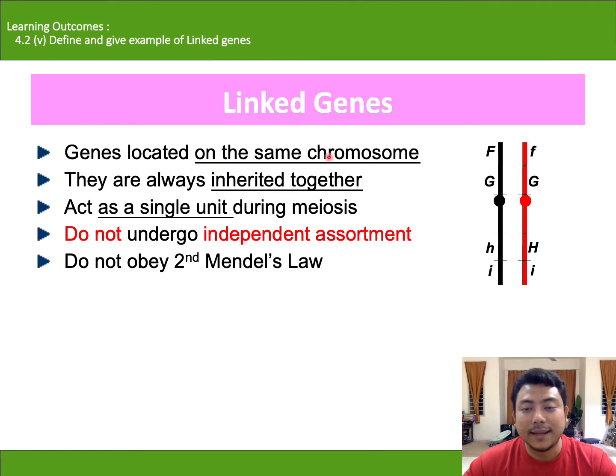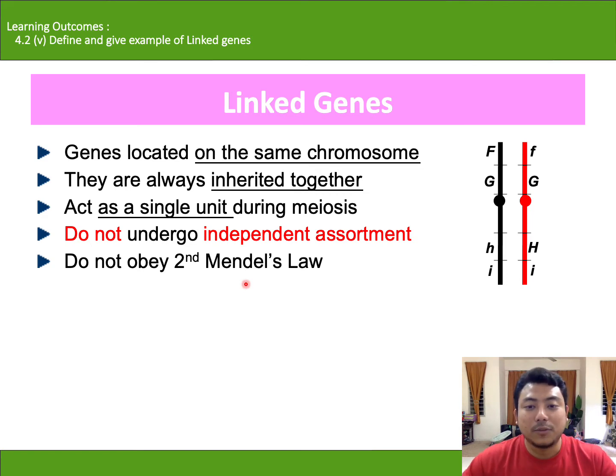Okay, now linked genes: the genes are located on the same chromosome. This is slightly different from polygenes. They are always inherited together and act as a single unit during meiosis, and they do not undergo independent assortment. That is, it does not follow Mendel's second law, whereby each gene should assort independently, but not in this case.